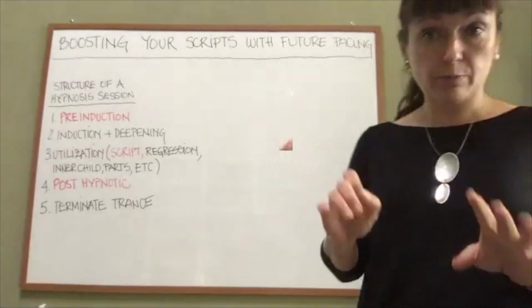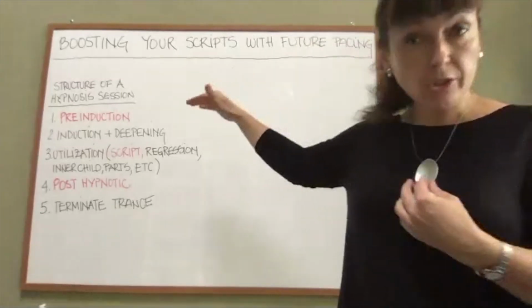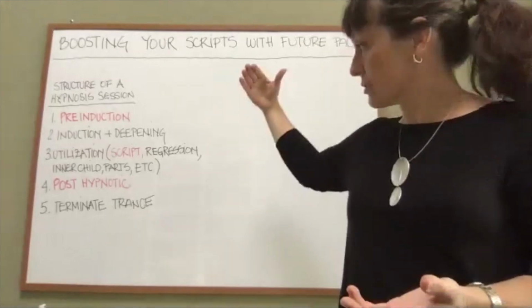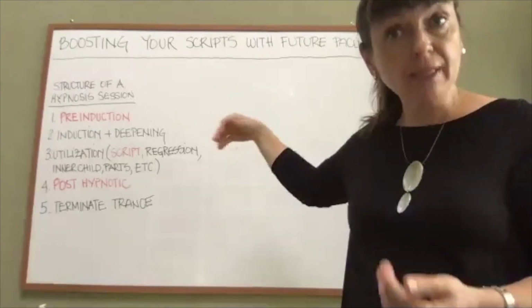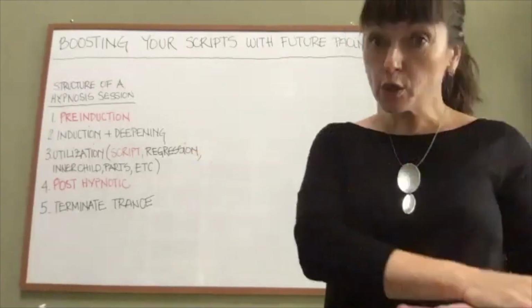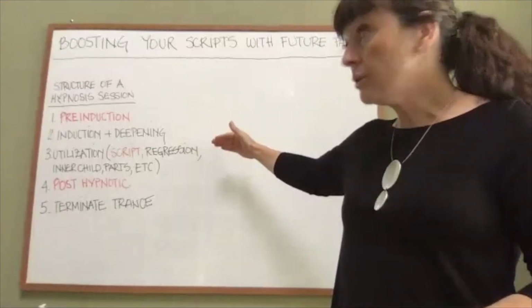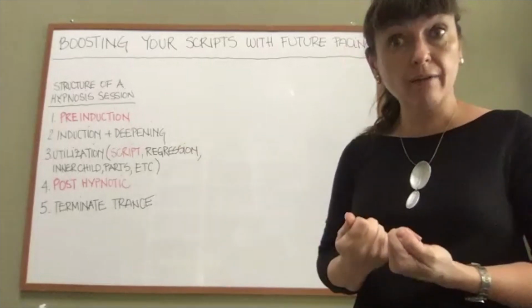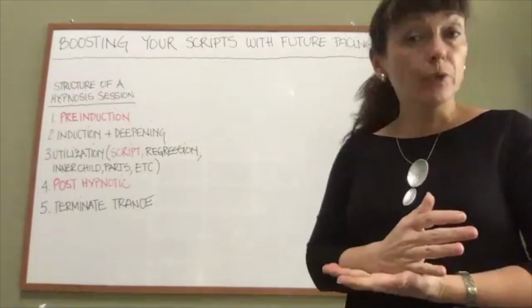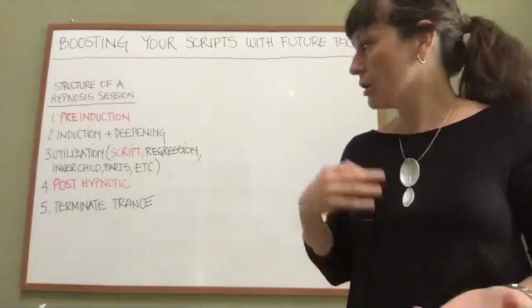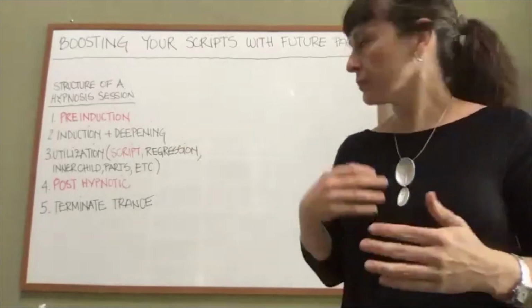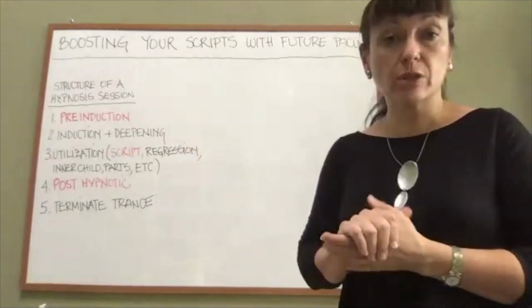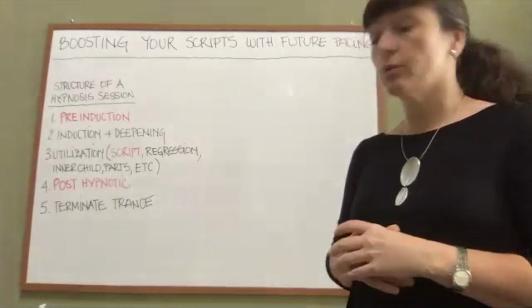So the normal structure of a hypnosis session, we have the pre-induction where we interview our clients. We then put them into trance through some sort of induction and then a deepening, and we will deepen them depending on the kind of work we're going to do. Then we will utilize our hypnosis script for the problems they have. We will do regression work or past life regression work, inner child work or parts work, etc. And then before we call them back out, we might have some post-hypnotic suggestions. And then we terminate the strands.